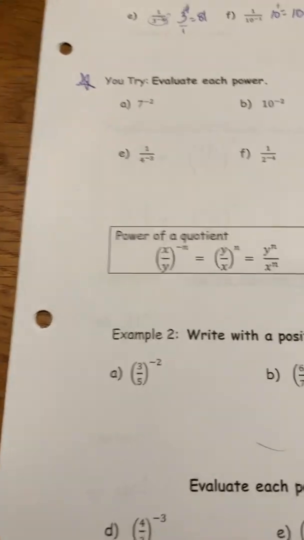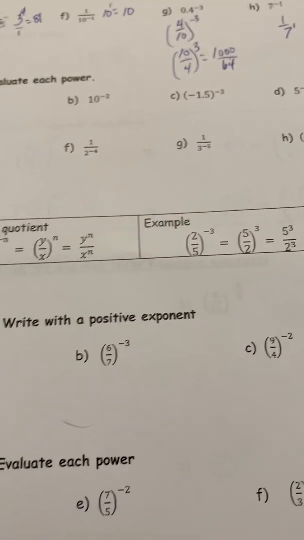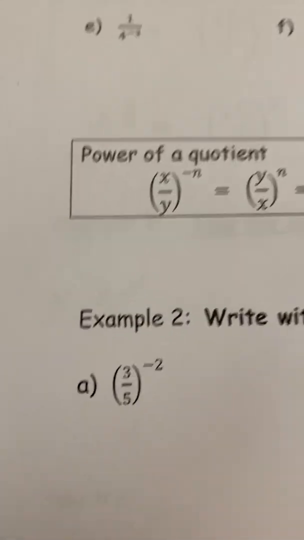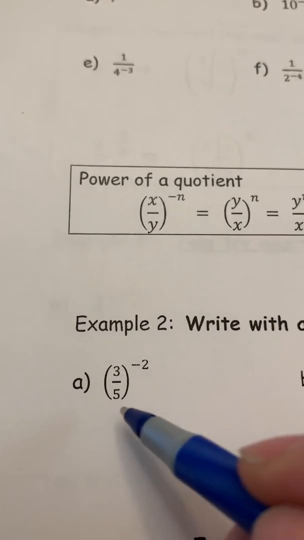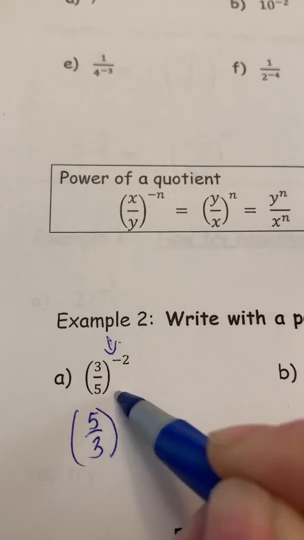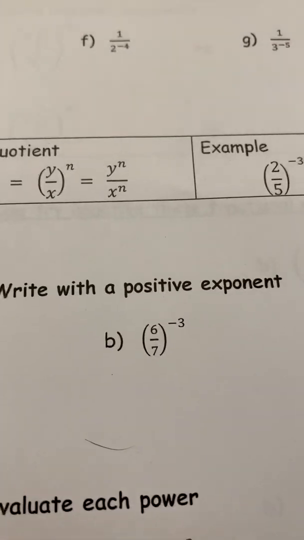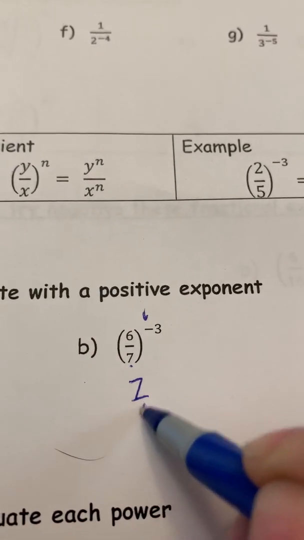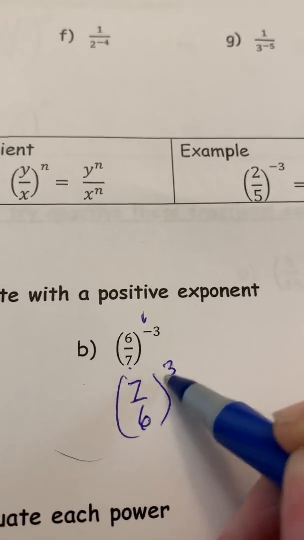Okay. Now we're going to go down here, and all I've asked you to do here is just write with a positive exponent. So we're not even worried about answering it. I just want it written in a positive manner. So we see that we have a negative here, so we're going to write 5/3 squared. You could solve that, but that's not necessary right now. Negative exponent. Write the reciprocal of the base, which would be 7/6 cubed.